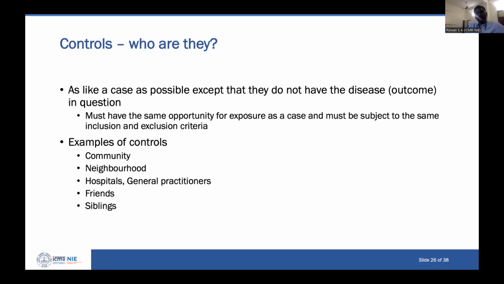Similar to a case, they have all the other characteristics, but the only difference between a case and control is that the controls do not have the disease, but they must have the exact same opportunity for exposure and must be subject to the same inclusion and exclusion criteria. So the golden rule for selecting controls is that they should be similar to cases in all other respects. They do not have the exposure, but they should have had the opportunity for exposure. So some of the examples for controls are community-based controls, neighborhood controls, hospital controls, friends, siblings. These are some of the commonly used controls.